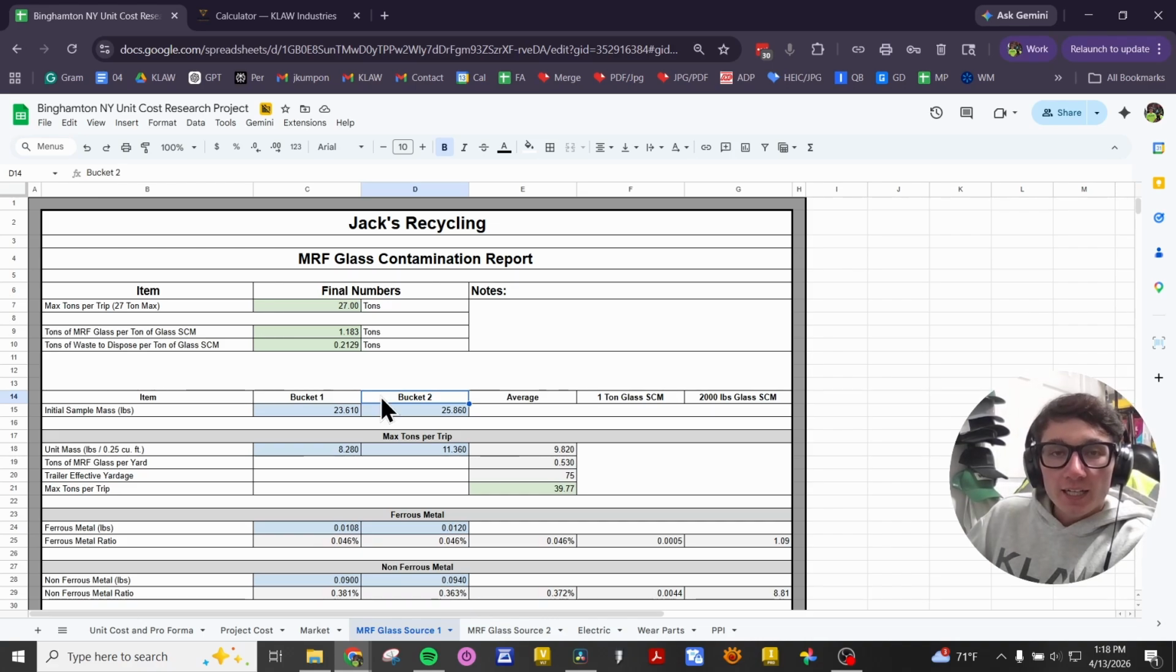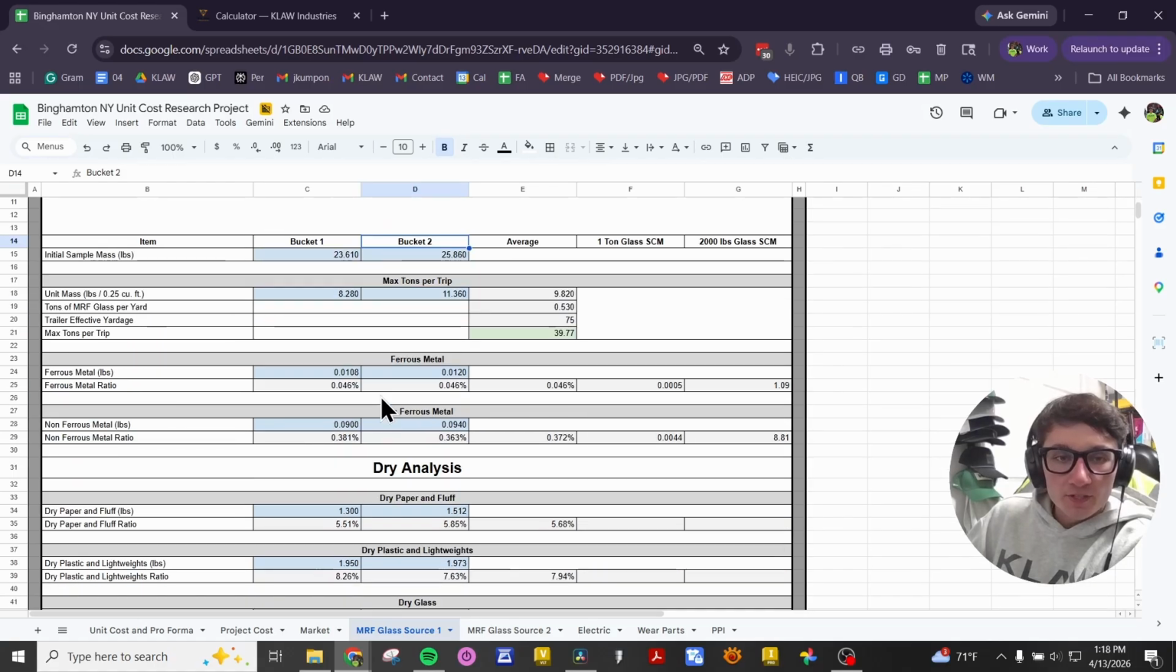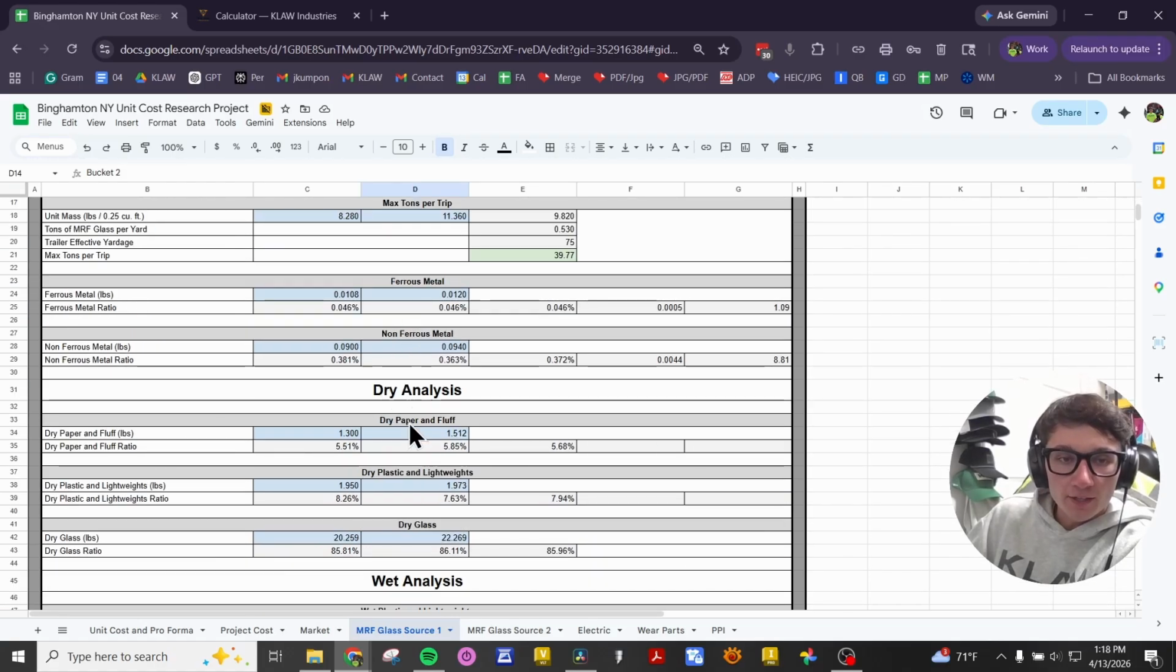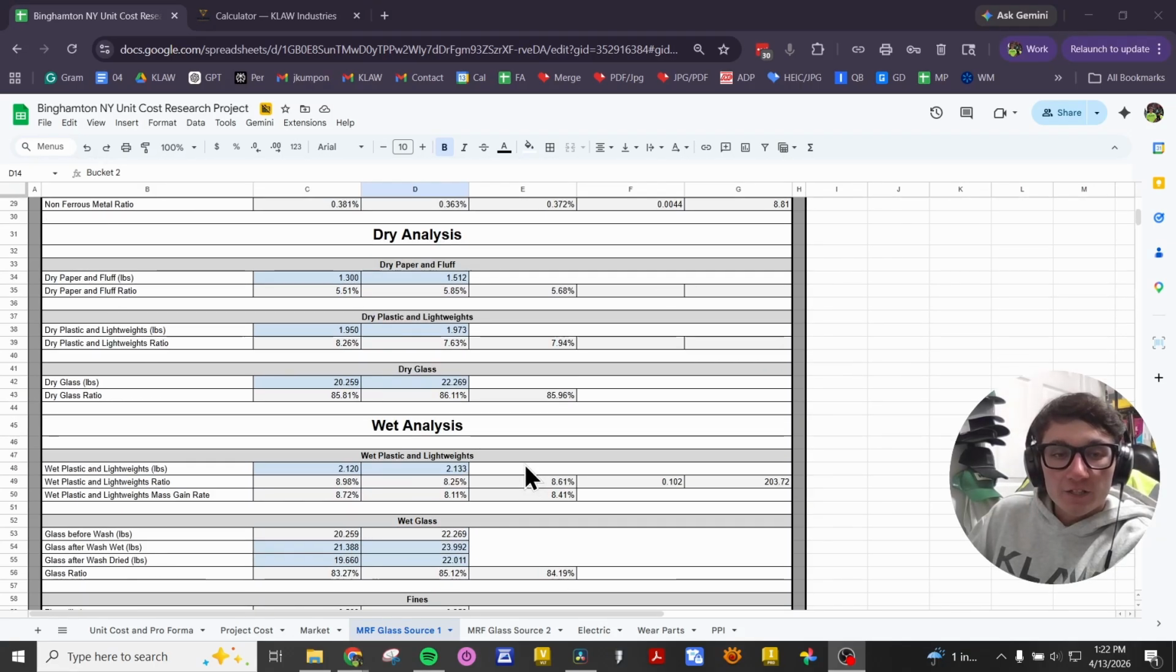Next, we have the dry composition of the sample. So we have our ferrous metal, our non-ferrous metal, our dry paper and fluff. Remember, this is what we're removing with air, as well as our dry plastics and lightweights and our dry glass fraction. Next, we have our wet analysis of the sample.